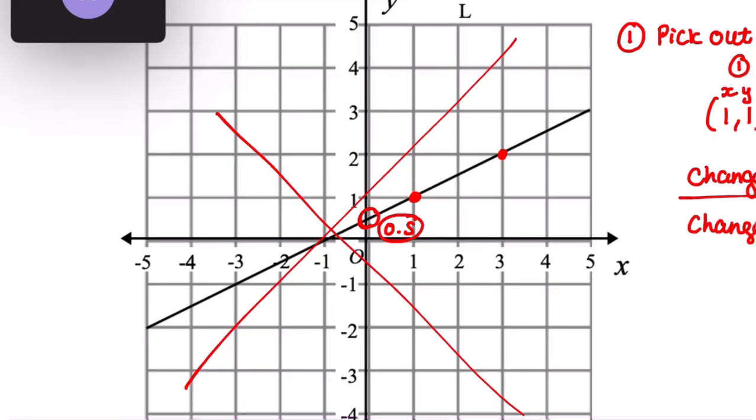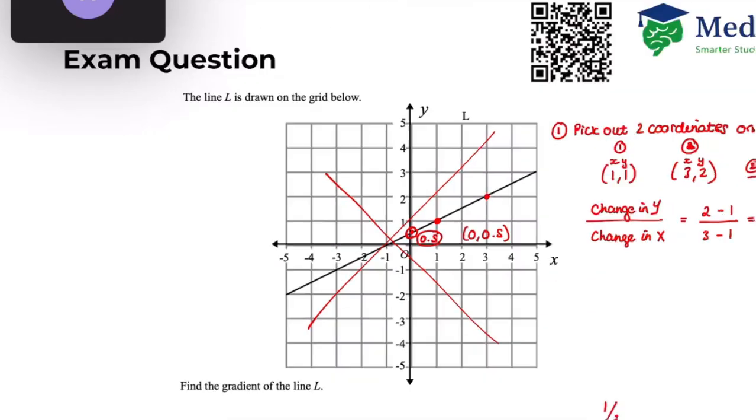When you cross the y-axis, the x value is 0 because the coordinates of that is 0, 0.5. So your coordinates would be 0, 0.5.